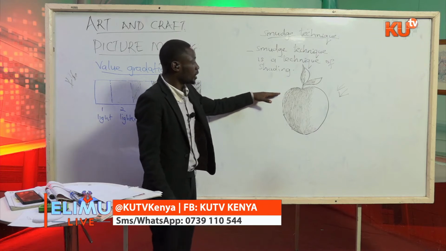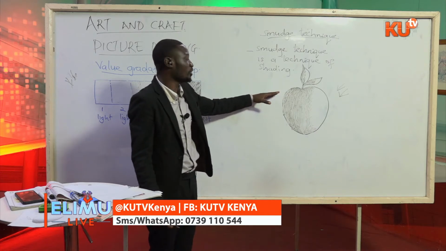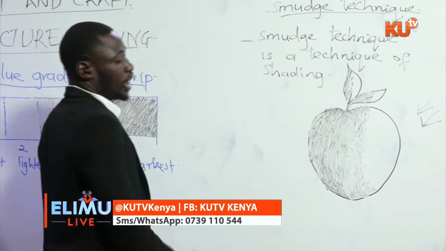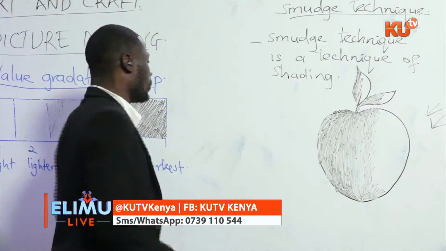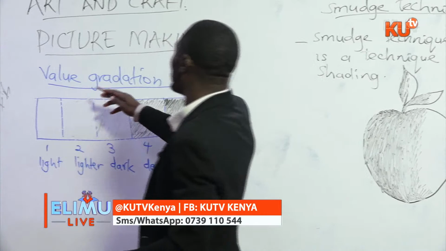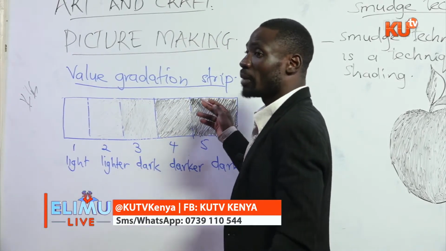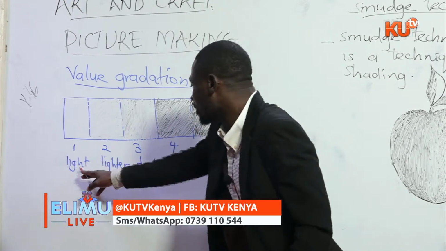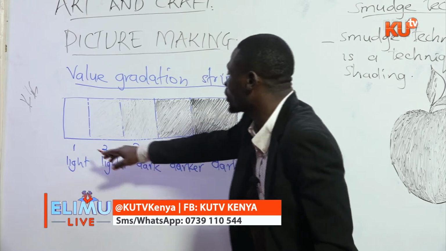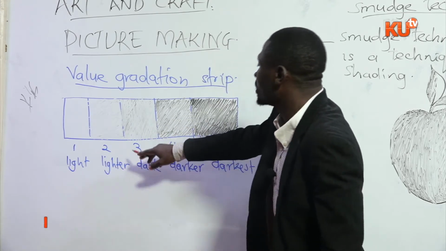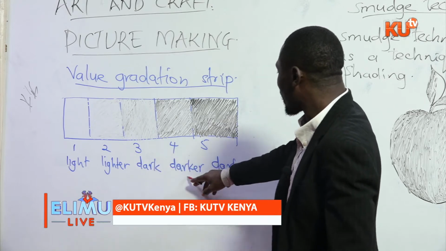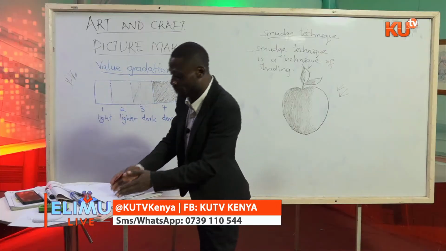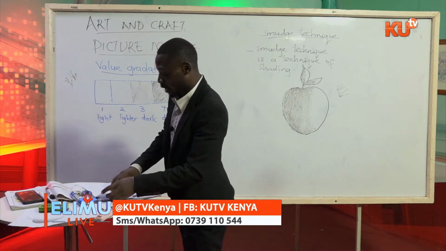Shading helps us to identify the darker part of an item and the lighter part of the item, depending on where the light is coming from. And we have also come up with a value gradation. In this value gradation, we've identified the light part, which is number 1, the lighter part, number 2, the dark part, the darker, and the darkest, which is the last strip.